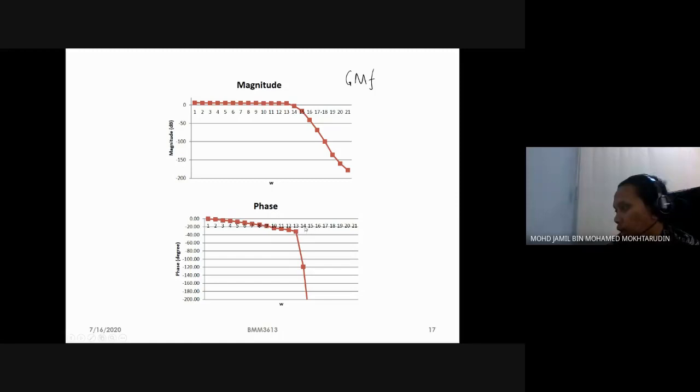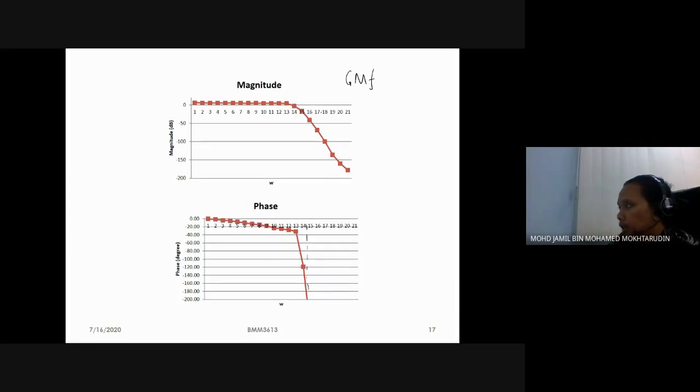Okay, ni nanti awak kena plot janganlah guna Excel, okay? Plot dalam kertas log paper, okay? Log graph paper. So ni dia punya nombor ni rasanya salah, okay? Nombor ni bukan nombor frekuensi ni. Okay, so gain margin frequency is somewhere around here. Maybe here.